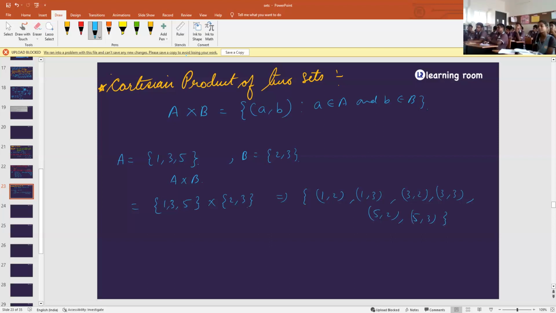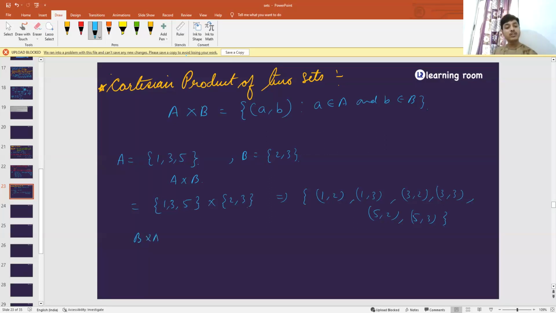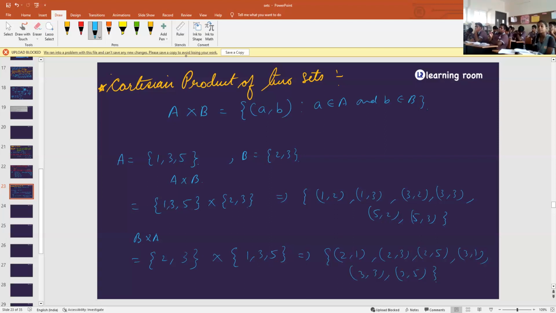Yes, sir. Did you get it? Simultaneously, we can find B cross A also. In B cross A, we have to write the B part first and then we have to write the A part. So it will be like this. See, you cannot write (1, 2) as the same as (2, 1) because they are pointing to two different quantities, A and B. So both are different things. So it will be (2, 1), (2, 3), (2, 5), then (3, 1), (3, 3), (3, 5). Understood, everyone? Did you get it? Yes, sir. Good. Write it down.